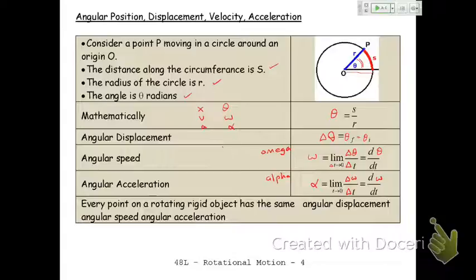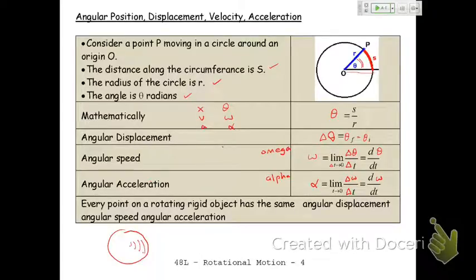Every point of a rotating object has the same angular displacement, angular speed, and angular acceleration. That's really why we're here. If I have a rotating wheel and I want to compare the physicality of 5 points at different radii, in the same time they travel different distances around. They travel at different speeds, because they're traveling different distances in the same amount of time. And if it's speeding up or slowing down, they have different tangential accelerations. So tangentially, this is a mess.